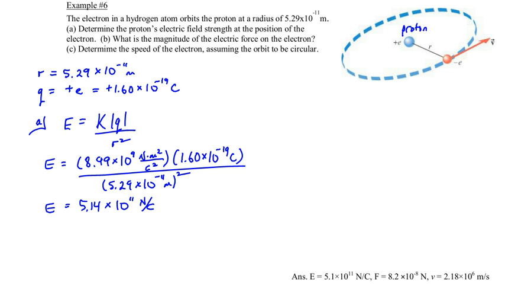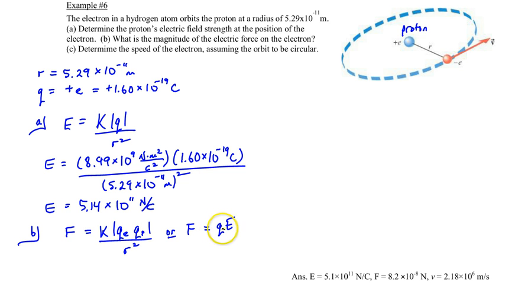Now calculate the magnitude of the electric force. We could have done B before A; it really doesn't matter. There are a couple of ways to do B. You could calculate the force on the electron using Coulomb's law: k times Q of the electron times Q of the proton, divided by the distance squared. Alternatively, since you've already calculated the electric field, you could use F equals Q times E.